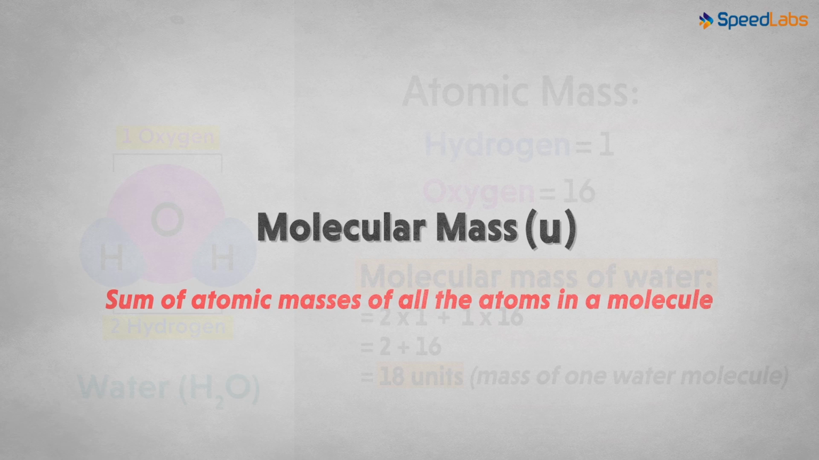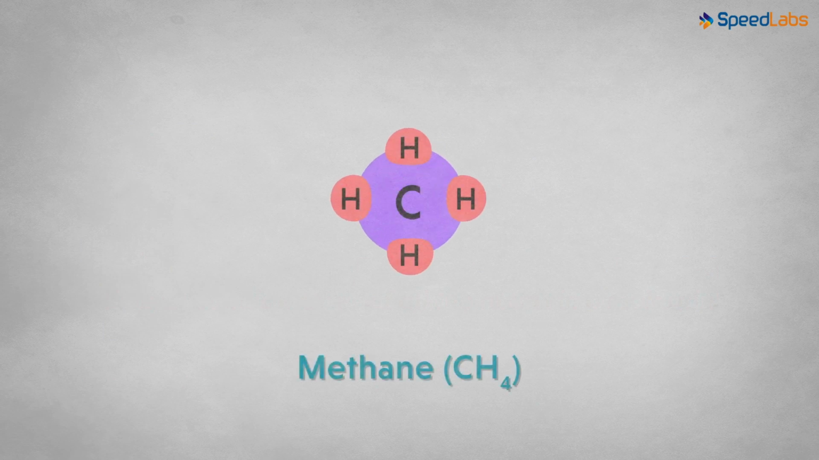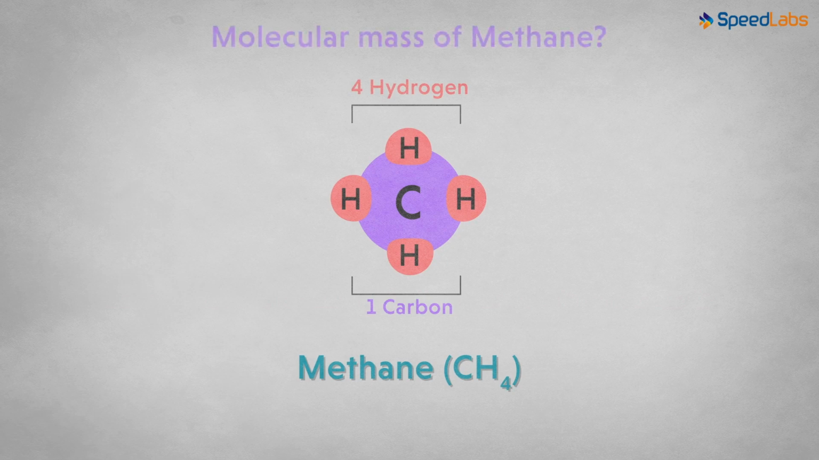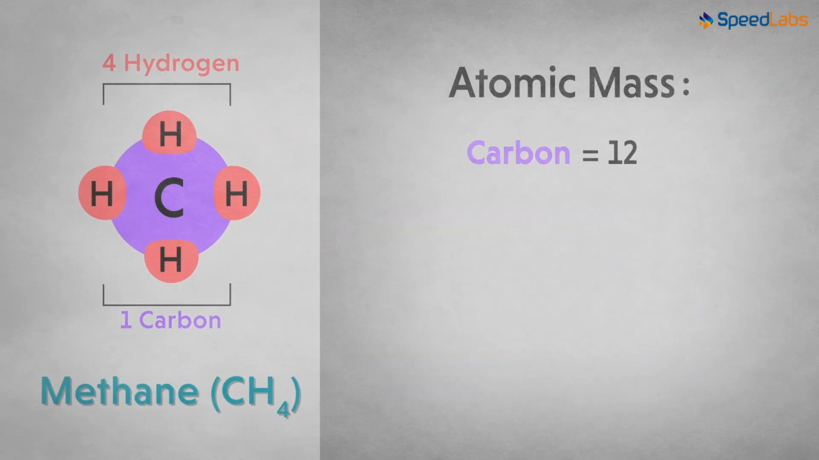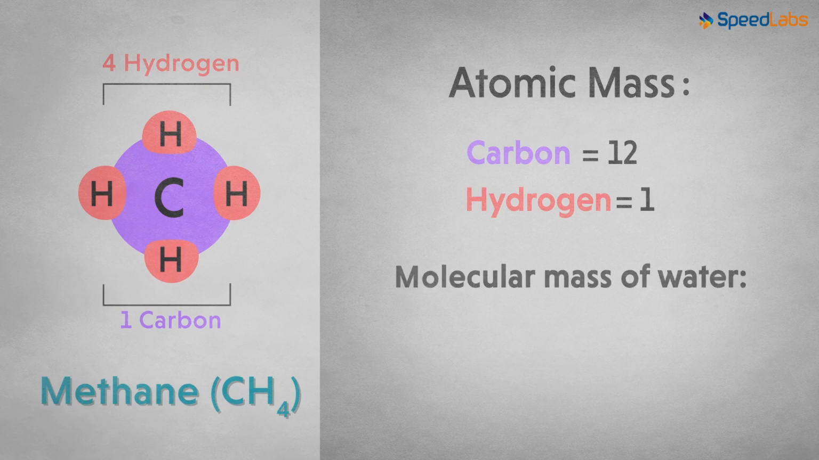Now let us take a few more examples to understand this concept better. Let us take a molecule of methane. 1 molecule of methane has 1 carbon and 4 hydrogen atoms. So how do we calculate the molecular mass of a single methane molecule? It's simple. Atomic mass of carbon, as we know, is 12, while that of hydrogen is 1. So according to our calculations, 12 plus 1 multiplied by 4, that gives us 12 plus 4. Thus, molecular mass of a single methane molecule is 16 units.